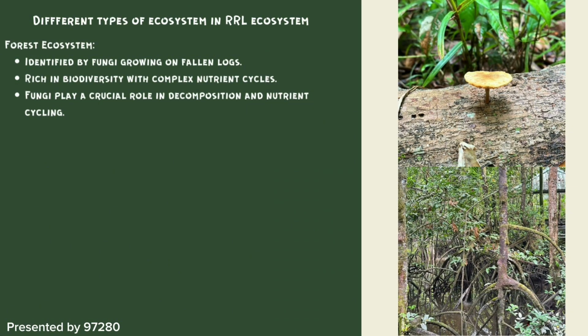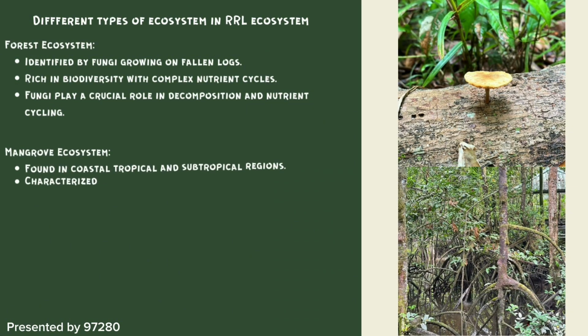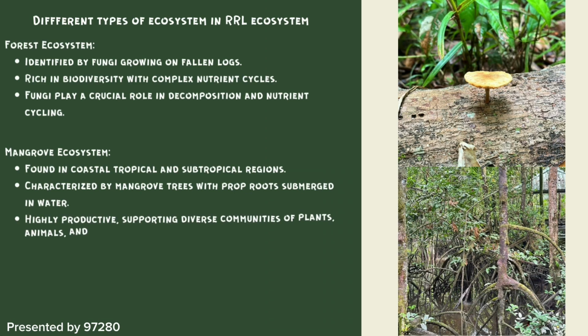Mangrove ecosystem. The second image depicts mangrove trees with characteristic prop roots submerged in water. Mangrove ecosystems are coastal wetlands found in tropical and subtropical regions. They are highly productive and support diverse communities of plants, animals, and microorganisms.